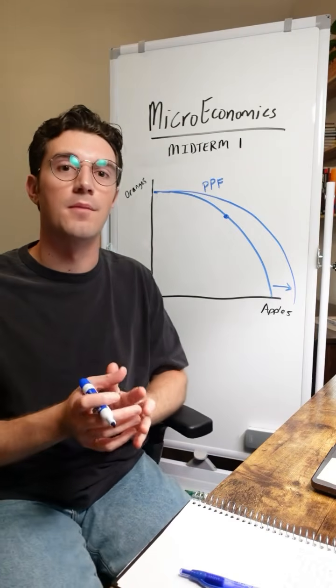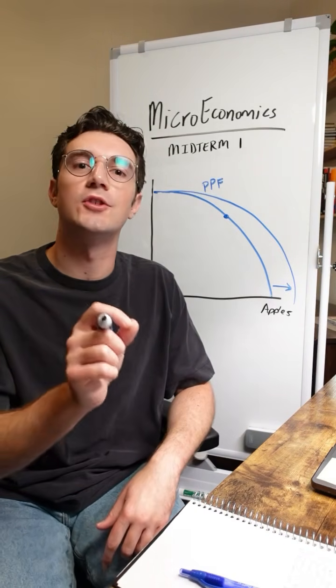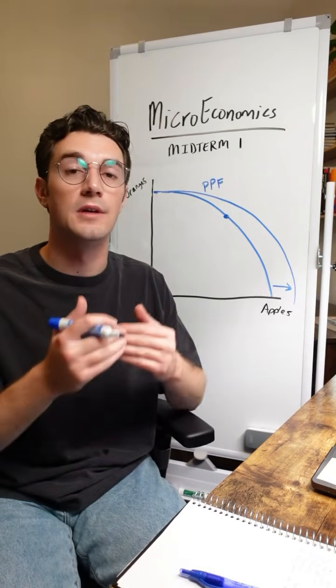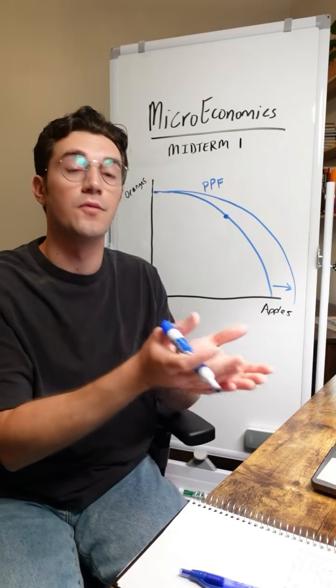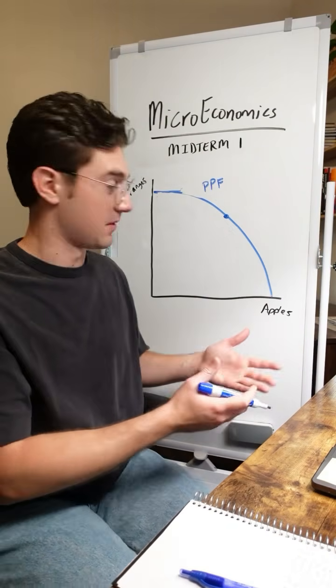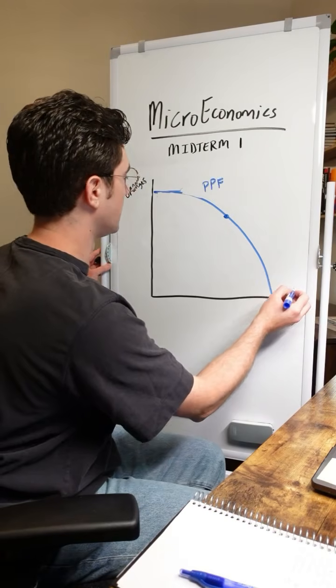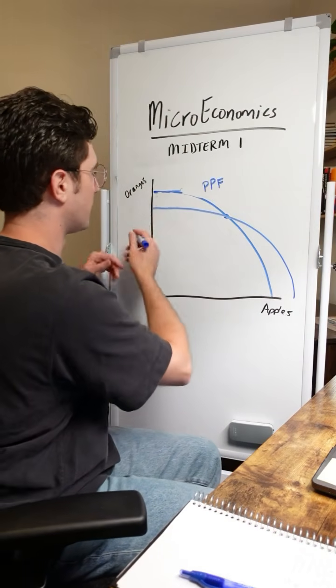Whenever you've got a problem that asks you how the PPF will shift given a change, just ask yourself if that change improves or hinders the production possibilities for the given good on one of the axes. And remember, two shifts can happen. Like maybe a problem will give you a production possibilities improvement in apples, but the oranges get hurt by a flood or something. I don't know.